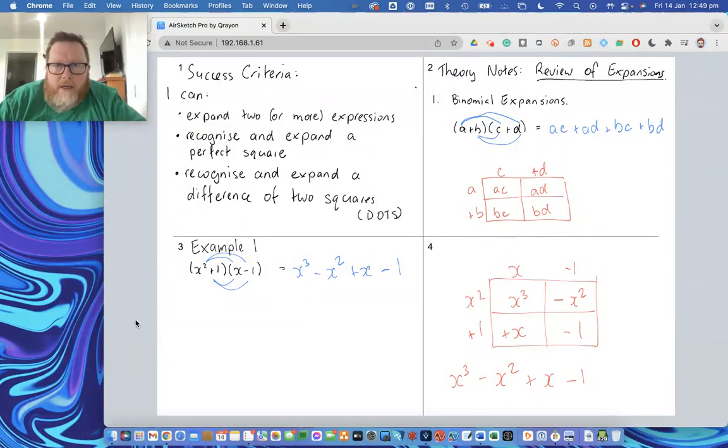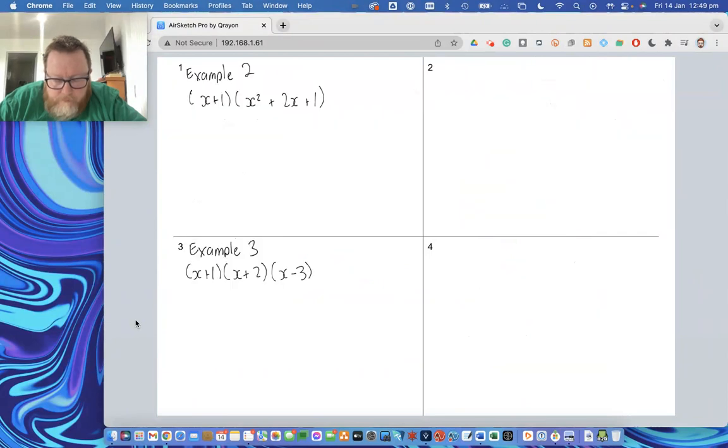So typically alphabetical order, typically in descending powers if there's only one power. Okay, let's have a look at a couple of more trickier examples, and then I'll end the video for this one. So example 2 here, we've got a binomial multiplied by a trinomial. It's the same sort of approach.